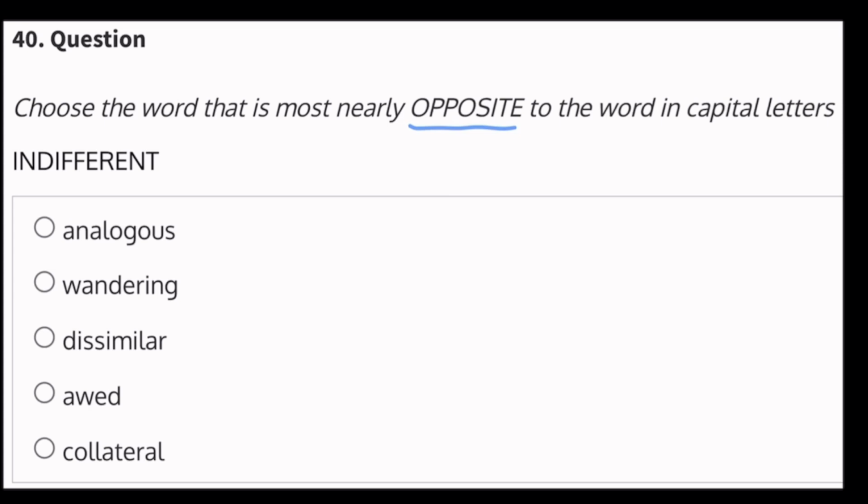Now, we also want to point out here that our question is asking us for the most nearly opposite, meaning that there may be some words that represent opposite aspects of the given word, but only one of these answer choices is going to be the closest thing to an opposite. So let's dive in. Indifferent means having no particular interest or sympathy, or unconcerned. So we're going to go ahead and write out this definition.